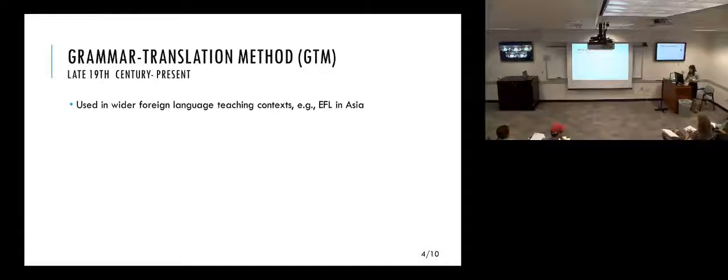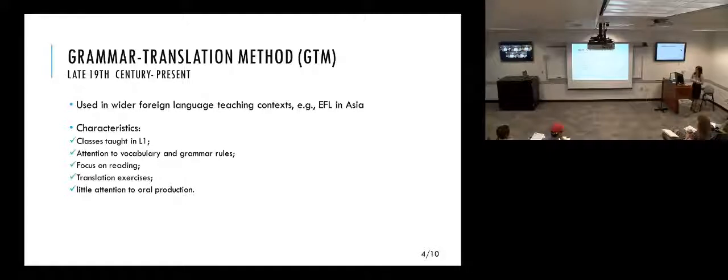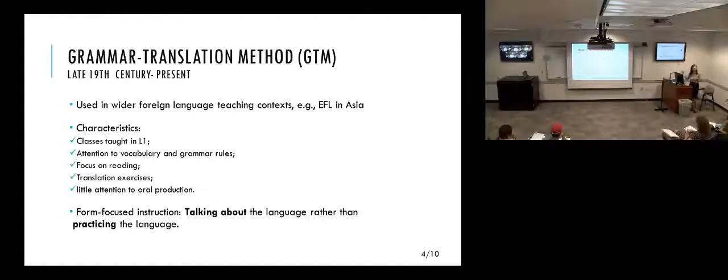So I actually listed the characteristics here, and you can see, for instance, the classes are taught in the first language, and a lot of attention is given to vocabulary and grammar rules. And also, you can see mostly the students focus on reading, right? Practice their reading activities, and students do a lot of translation exercises. And in addition, little attention is attached to oral production. Do you agree? Yep. So, taken together, you can see the grammar translation method emphasizes form-focused instruction. Dr. Pickering will be discussing this form-focused instruction with you in a second. Still half of this class.